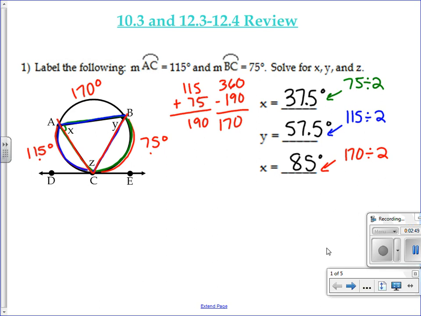Another way is you can use the property of triangles. You know that angle X plus angle Y plus angle Z will add to 180, so you also could have added what you got for X and Y earlier and then subtracted from 180.